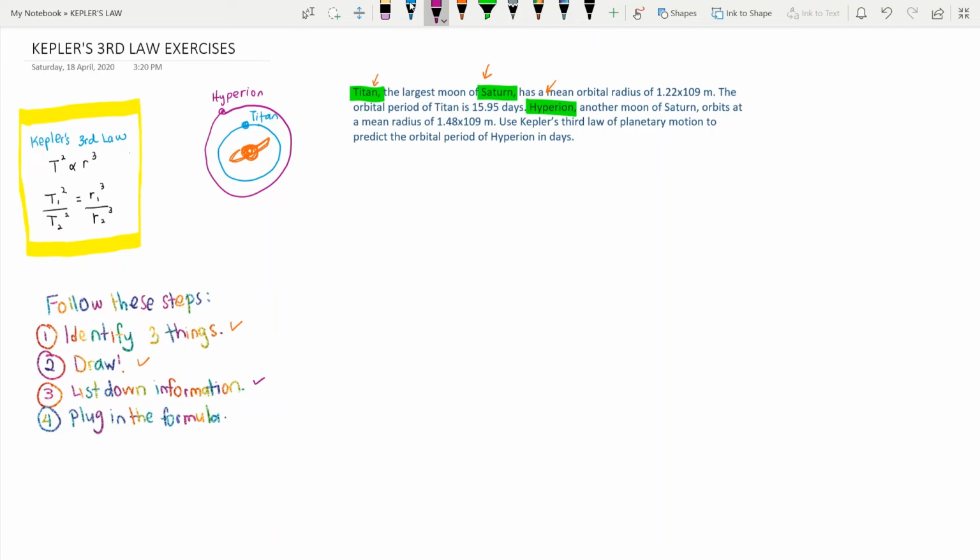Okay, which is to list down information. Alright. So the first information dia cakap, Titan has a mean orbital radius of 1.22 times 10 to the power of 9. Okay, this is to the power of 9. Right, so R of Titan is equal to 1.22 times 10 to the power of 9 meters. Okay, the orbital period of Titan is 15.95 days. So T of Titan would be 15.95 days.